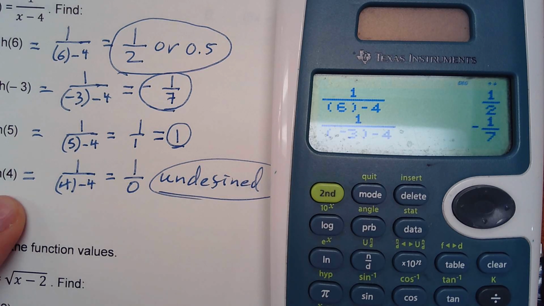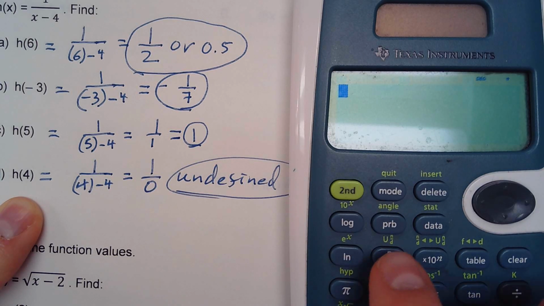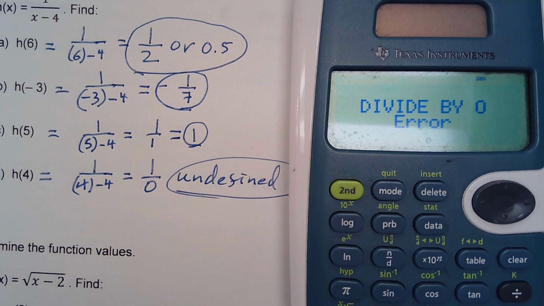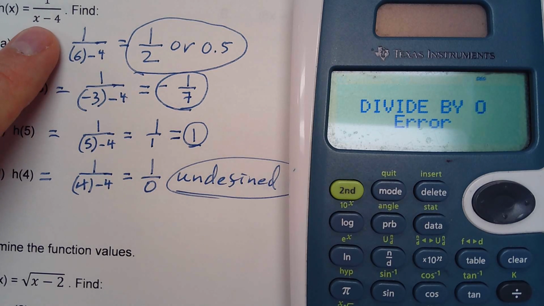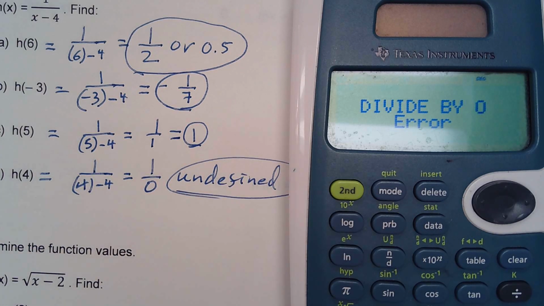Let's see what happens when we do this last one here. So my fraction key, 1 over parentheses 4 minus 4. Gives me a divide by 0 error. That tells you something wrong, it's undefined. So actually, for this function, I can plug in any real number I want to, except for 0. So my domain would be all real numbers except for 0.